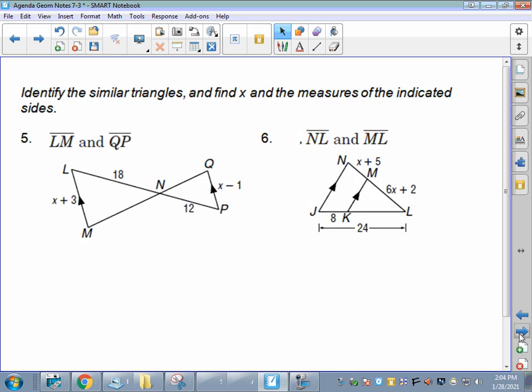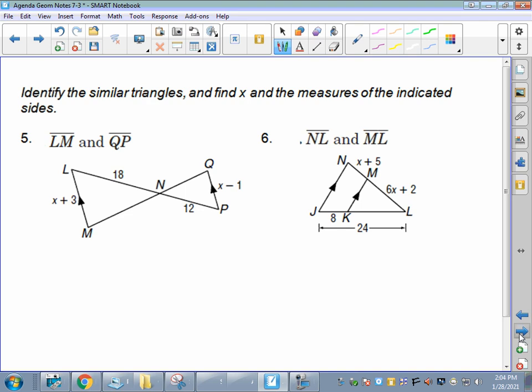This one then, we get to do some algebra. This is everybody's favorite part, right? I think we should probably talk about maybe both of them, at least get ourselves started. And I want to talk about 5, just what's congruent, because do you see the arrows for parallel lines? So identify the similar triangles. So write a similarity statement, find x and the measures of LM and QP.